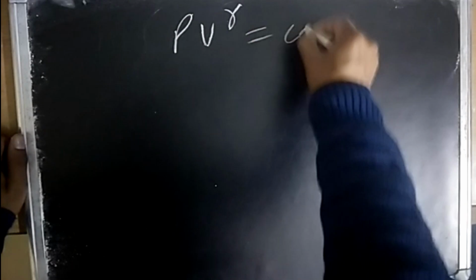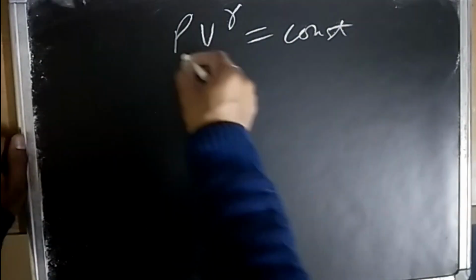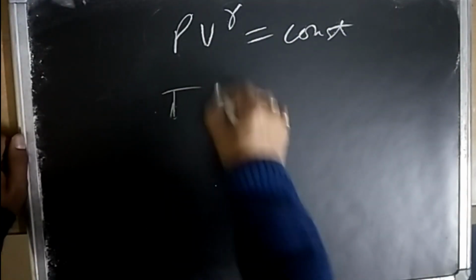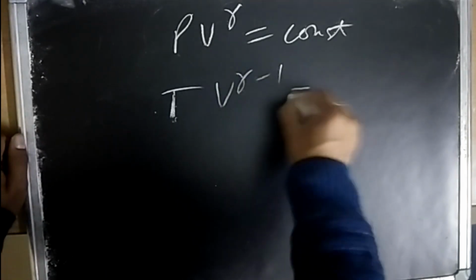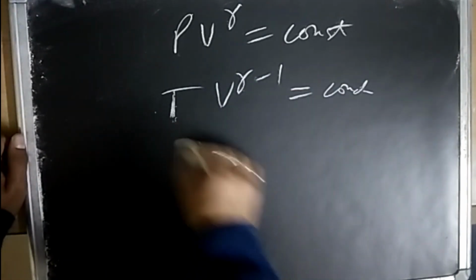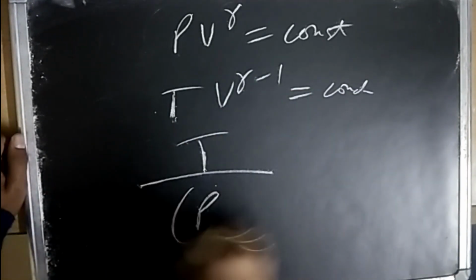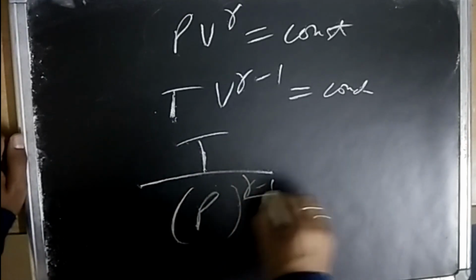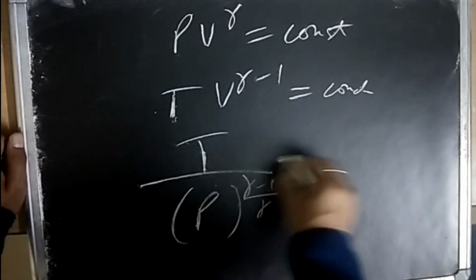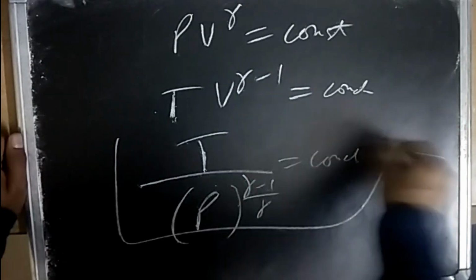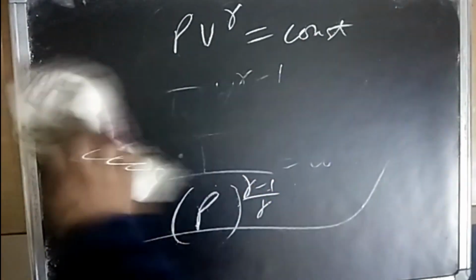Now the next thing, in adiabatic we need to remember this, everyone knows. Then there is T and V, T V to the power gamma minus 1, and then there is T and P. This one is very important: T P to the power (1 minus gamma) by gamma is constant. This is really important.